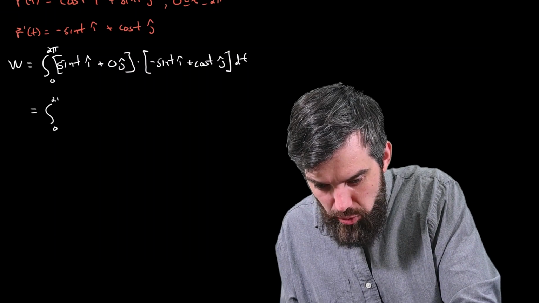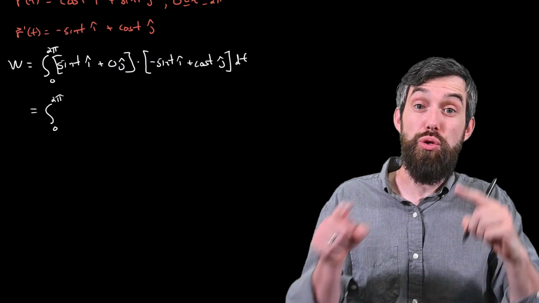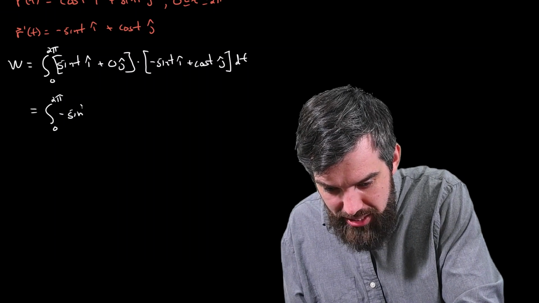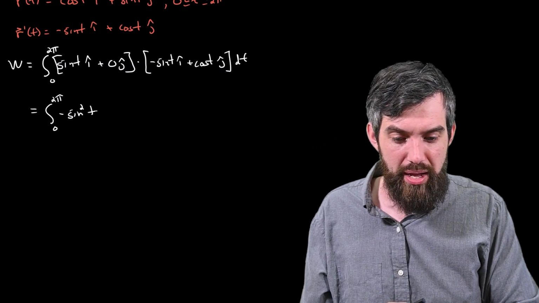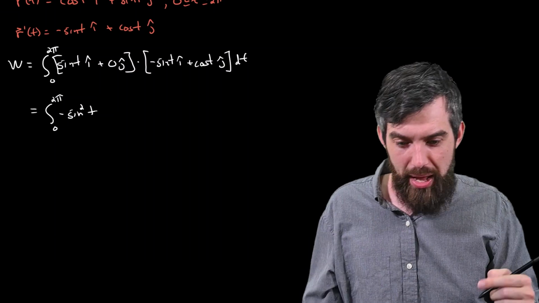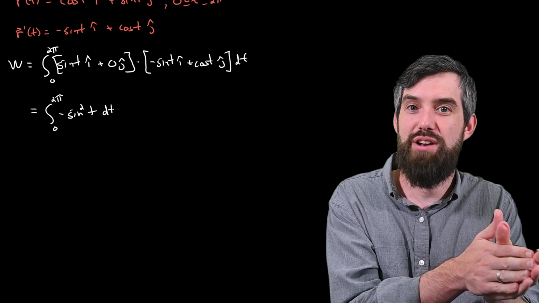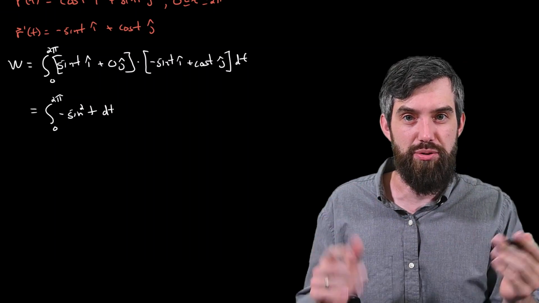The integral from 0 to 2 pi, I'm not going to change that at all. The two i hat components are going to come together. I see I have a minus sign, and so I'm going to have a minus sine squared of t. Then a 0 times a cosine gives me a 0. And then finally integrated with respect to t. This is a standard calculus 2 problem. It's just the integral of sine squared.